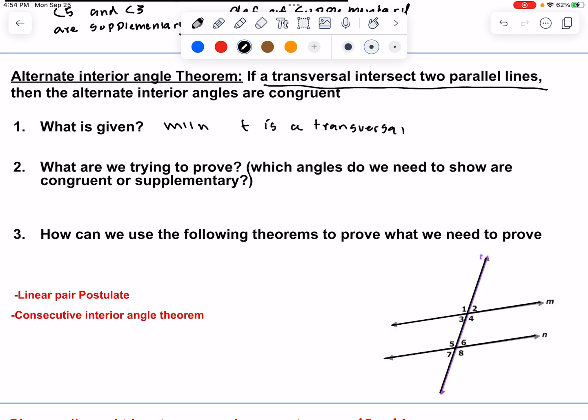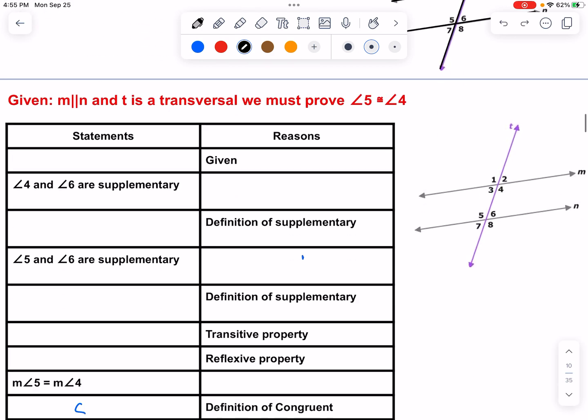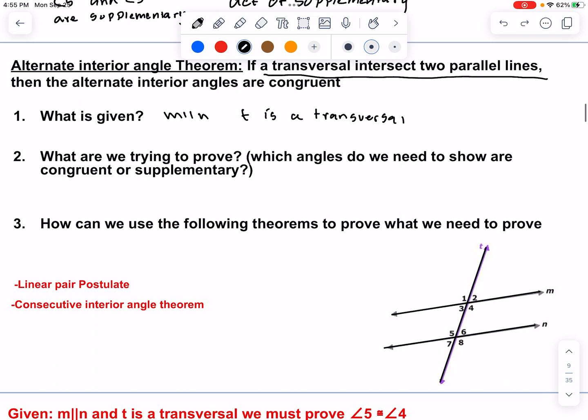Alternate interior angles are on the opposite side of the transversal, but between the parallel lines. So we have two options. We can show that 3 is congruent to 6, because those are alternate interior angles. Or we can show that 4 is congruent to 5. Okay? Which one do I do in this proof? It doesn't matter which one you prove, but I'm going to show that 4 is congruent to 5.